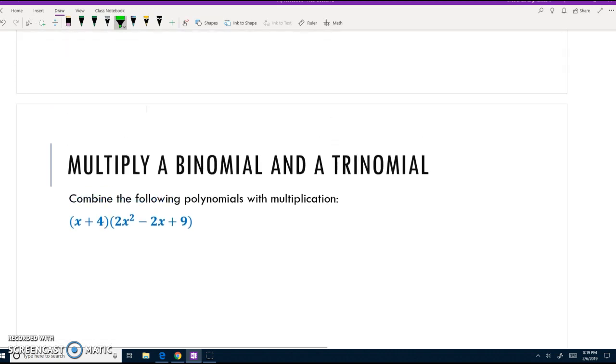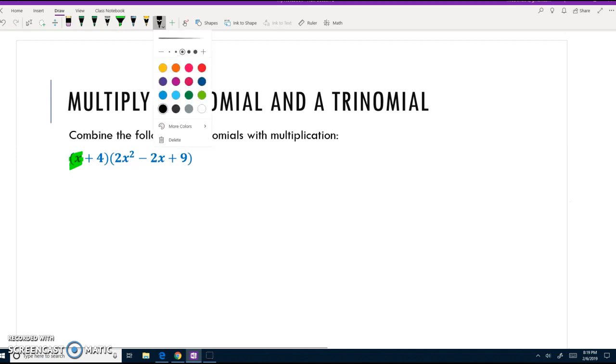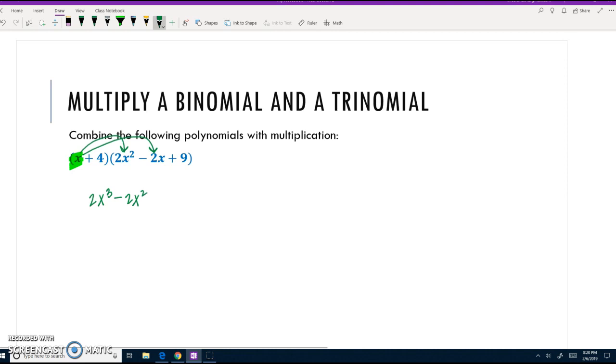So what you want to do is take a look at your first term in this operation, which is the x, and we want to go ahead and distribute the x to every single term that we see in the trinomial. So when we multiply it with 2x squared, we will end up with 2x cubed. When we multiply it by -2x, we will have minus 2x squared. And then when we go over to the 9, we'll have plus 9x.